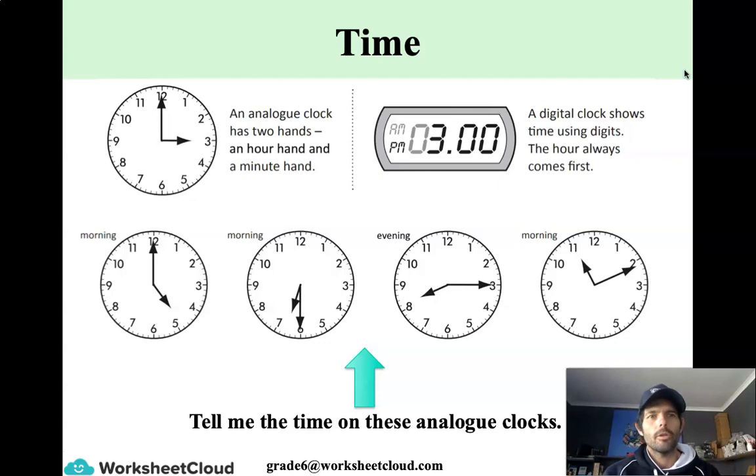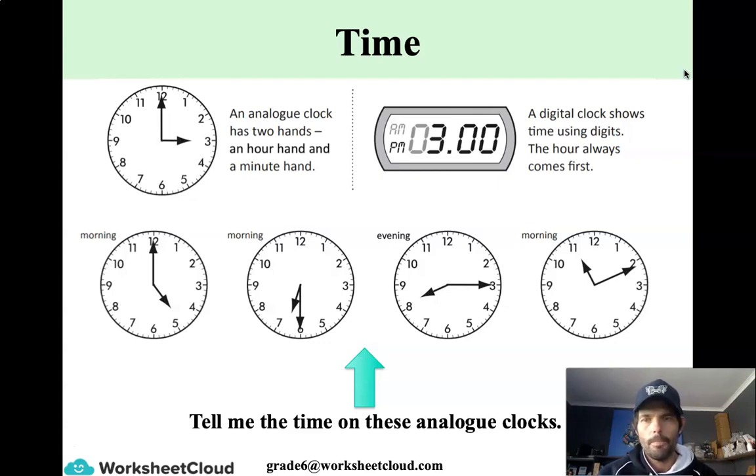On the right hand side is a digital clock, and it's called digital because it uses digits. And you can see there it's got an AM and a PM, so morning and evening, and the hour always comes first. Okay, so there you have your analog and digital clocks. What I'd like you to do, just to start off, there are 4 examples for you on the screen. I'd like you to tell me the times indicated on the screen. So if we go through these, the first one says in the morning, the hour hand is pointing to the 5 and the minute hand to the 12. So that's going to be 5 a.m. in the morning.